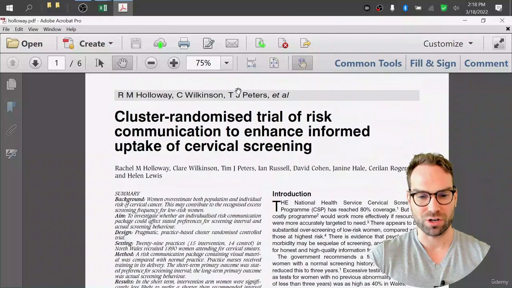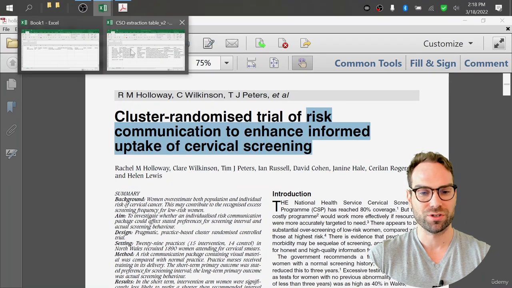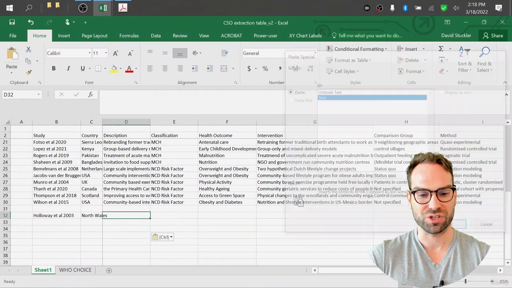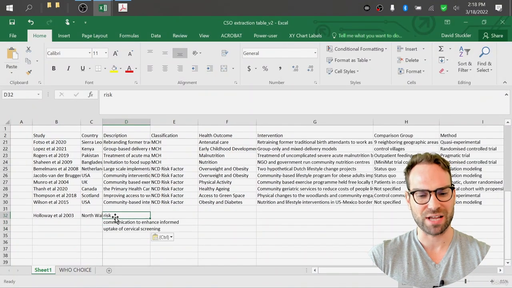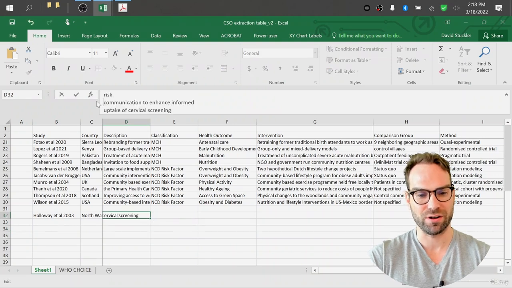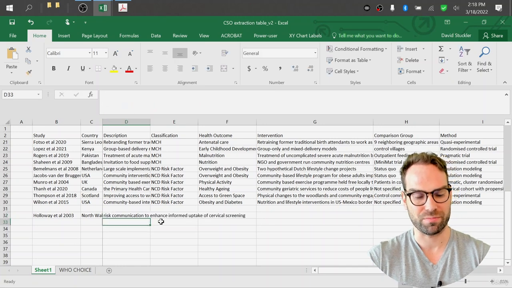A description. So what did they do? I might even just rip this here. It was a cluster trial. They were trying to enhance informed uptake, so risk communication to enhance informed uptake of cervical screening. So I'm going to put this here, and I'm going to paste special on just text. And sometimes you'll see this happens, which gets kind of annoying. So you might want to click in the actual box and paste in there to get your formatting not to go too funky, like will sometimes happen.